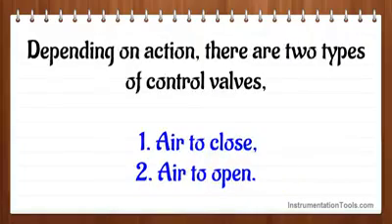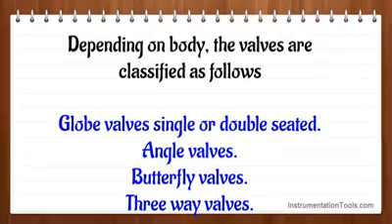Depending on action, there are 2 types of control valves: 1. Air to close, 2. Air to open. Depending on body, the valves are classified as follows: globe valves, single or double-seated. Angle valves. Butterfly valves. Three-way valves.